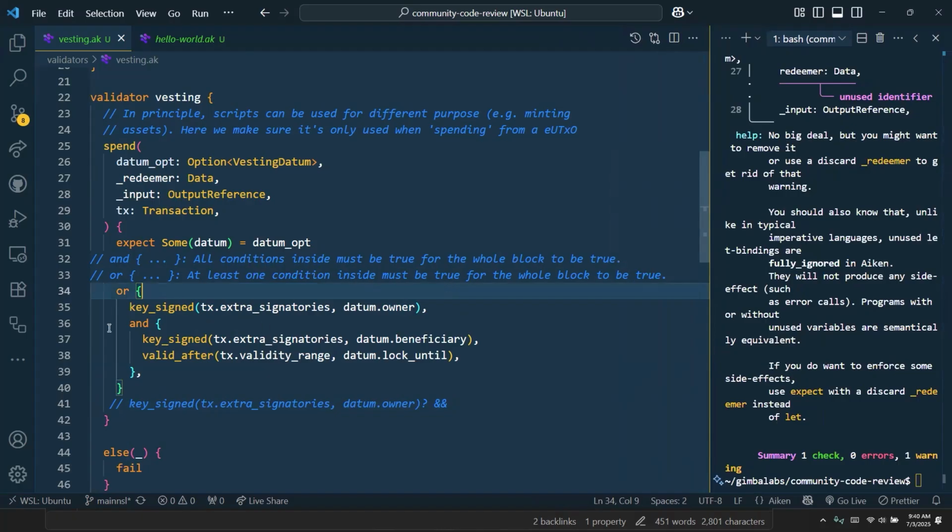We have key signed, correct, as one of those options, and then we have another option which is itself an "and". Yes, correct. Okay, I can kind of see it now. Now I understand. That is kind of clean also.